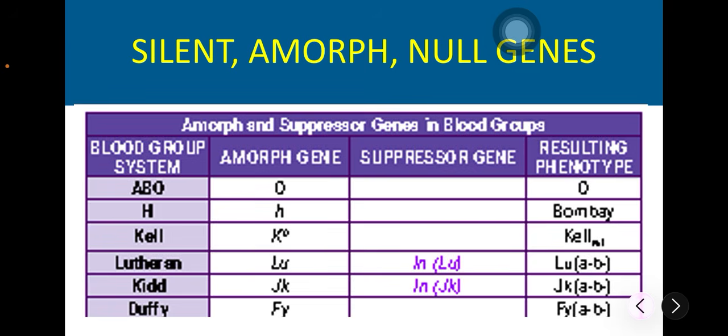In your Lutheran and Kidd, that's why they become amorph. Maybe they contain suppressor genes. So despite having dominant genes, the presence of suppressor genes successfully inhibits the antigens. So for Duffy, we have the double dose of the FY. So big F, small y, big F, small y gene could have the FYa negative, FYb negative phenotype, negative indicating the absence of the particular antigen.